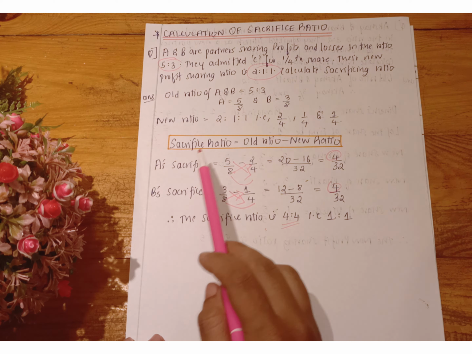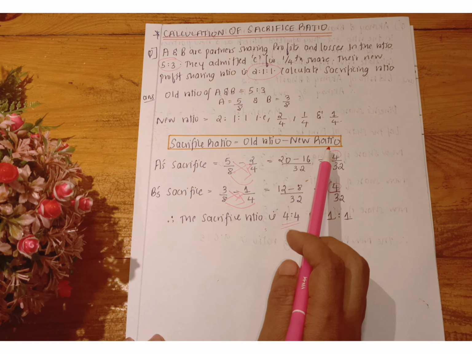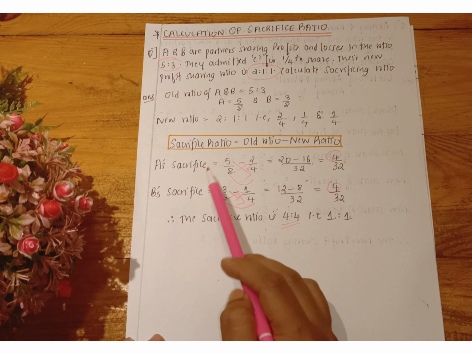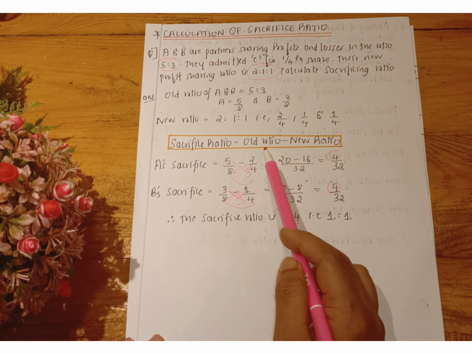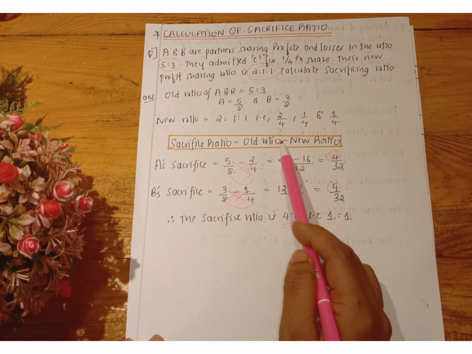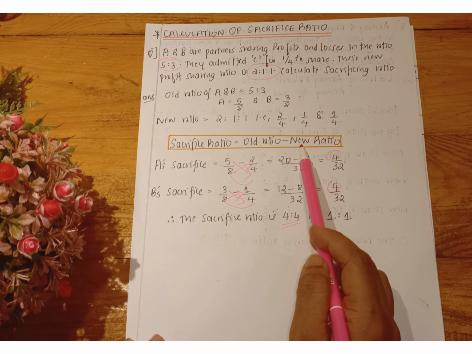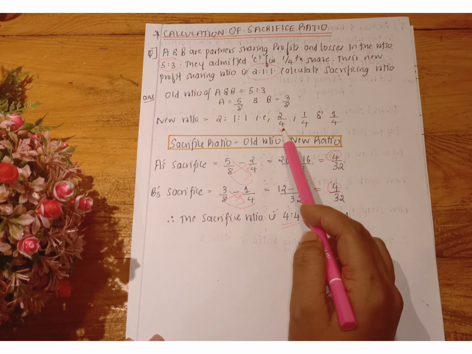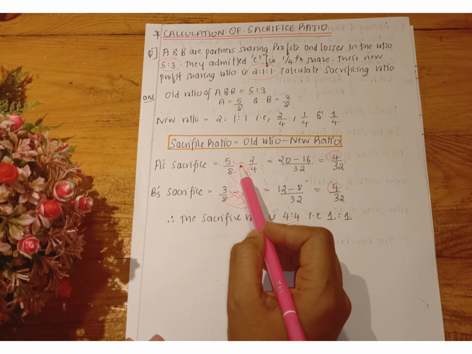Now you write the formula. Sacrificing ratio is equal to old ratio minus new ratio. Let's calculate A's sacrifice. What is the first ratio that comes in the formula? Old ratio. What is the old ratio of A? 5/8. The sign in between is minus, so write minus. Next is the new ratio of A. What is the new ratio of A? 2/4.